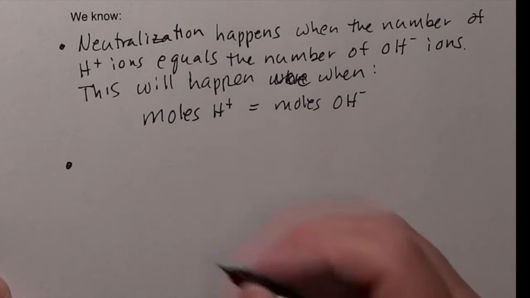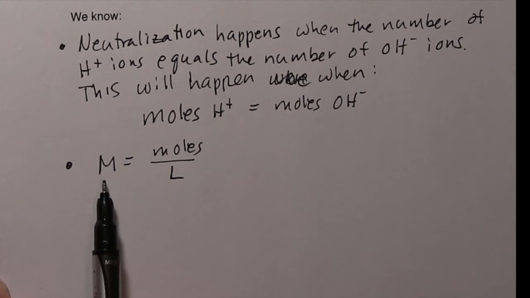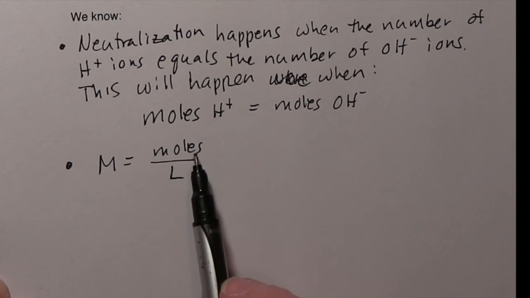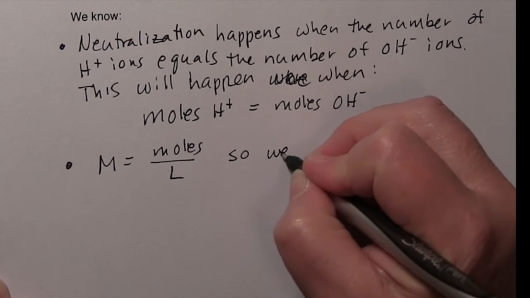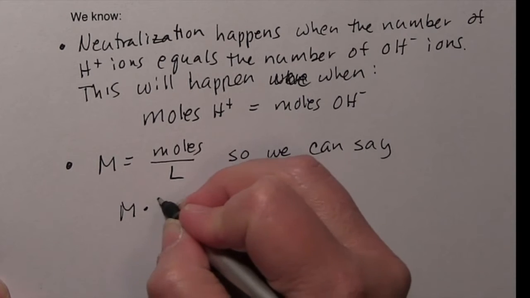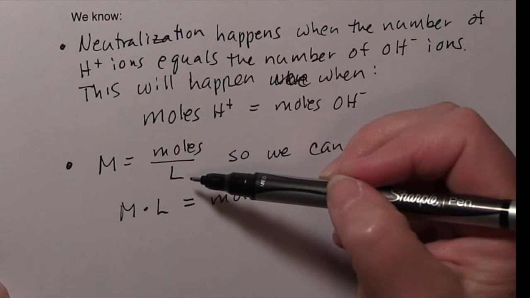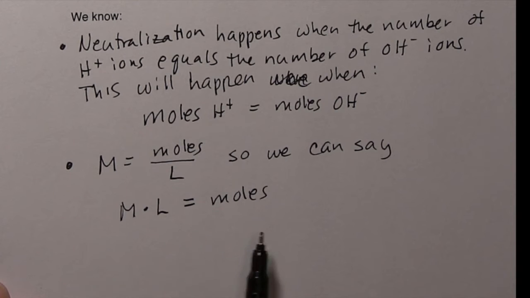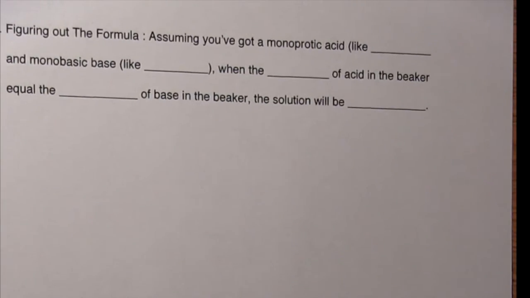We also know what molarity is. Molarity is moles per liter. Now, if molarity is moles per liter, and we care about moles, we can rewrite this by doing a little algebra trick. I'm going to multiply both sides by liters. So we can say that molarity times liters equals moles, right? Because if you multiply both sides by liters, you get the liters on the other side, and this can be a useful thing. So let's turn the page and put those two ideas together.